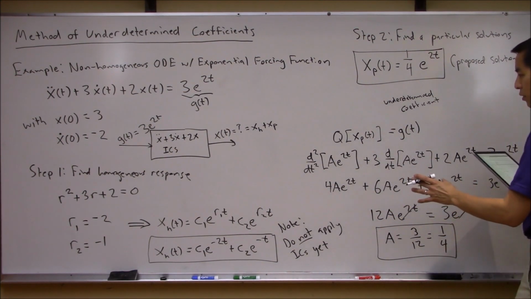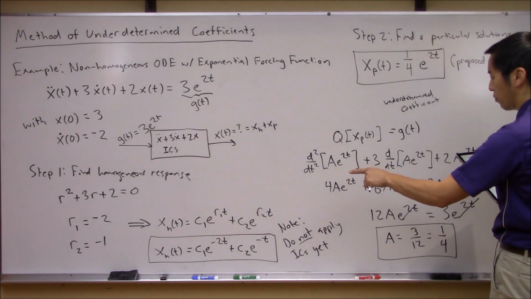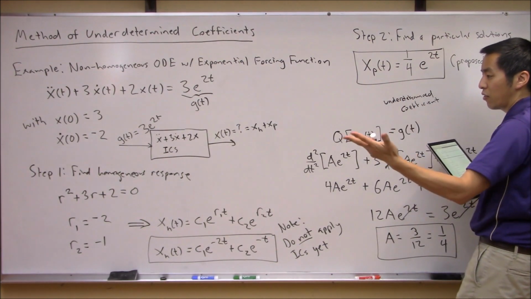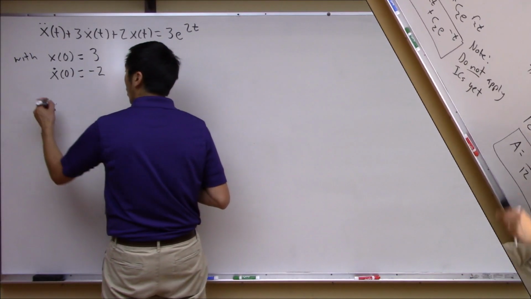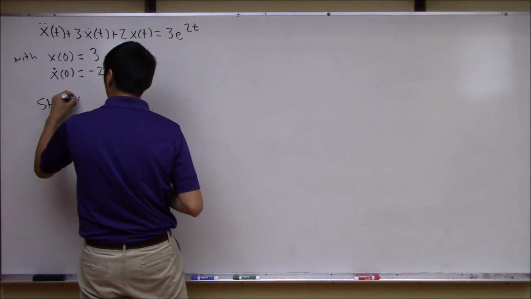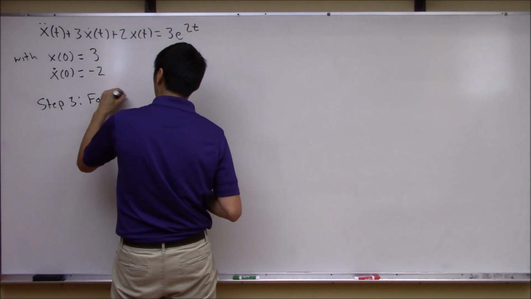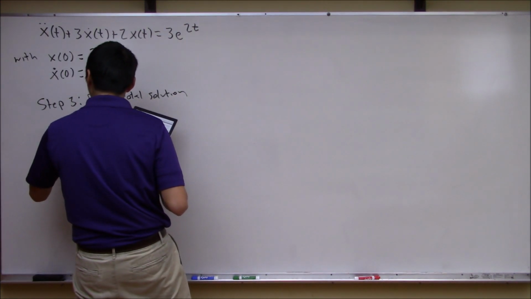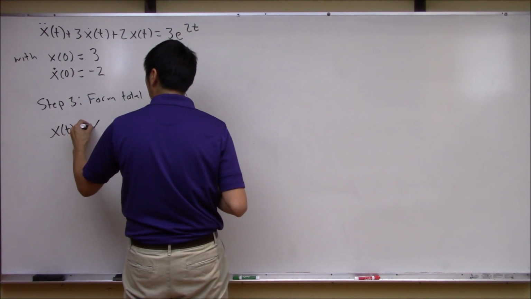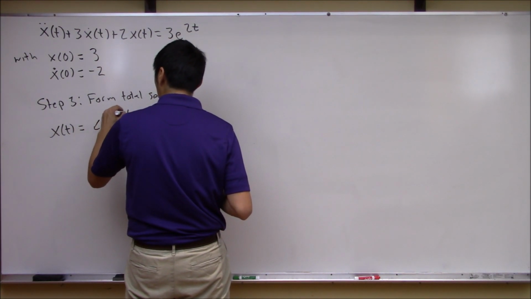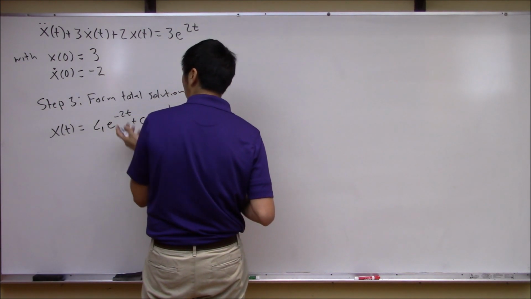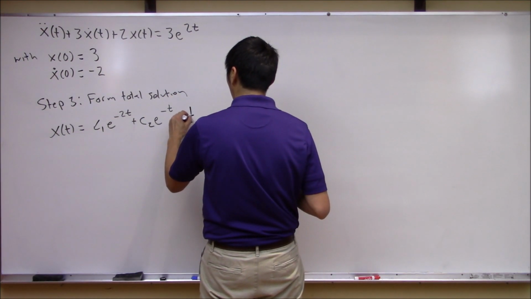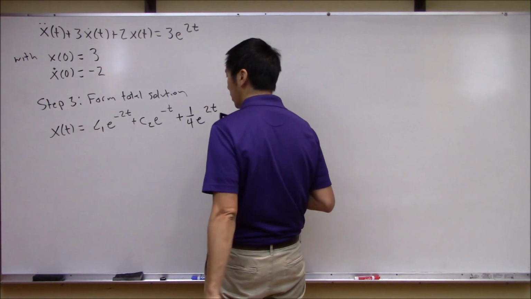Now let's go on to step 3. Give me a second to pause the camera and erase the board, and we'll move on to step 3, where we add this together with this to get the total solution. All right, now we're on to step 3, which was to form the total solution. The total solution is the homogeneous portion, c1 e to the minus 2t plus c2 e to the minus t, plus the particular portion we just solved for, 1/4 e to the 2t.